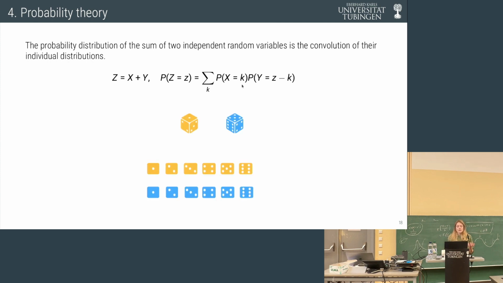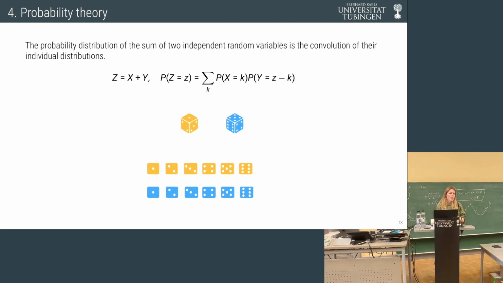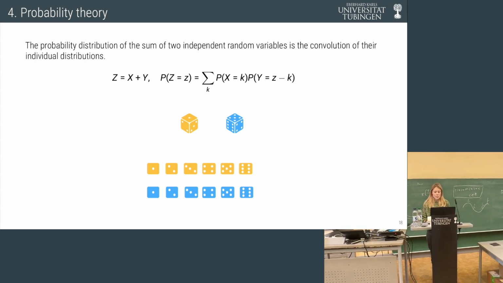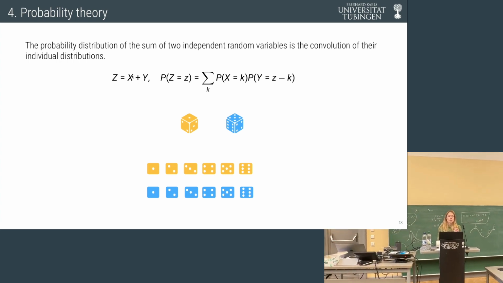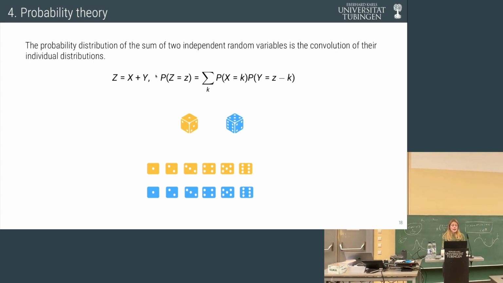So imagine that you have two dice. Actually, I took this example from a YouTube channel known as 3Blue1Brown. I don't know if you know it. If you know it, look it up because it's great. So imagine that you have two dice, these are the two random variables x and y, and you want to know the probability of the sum.